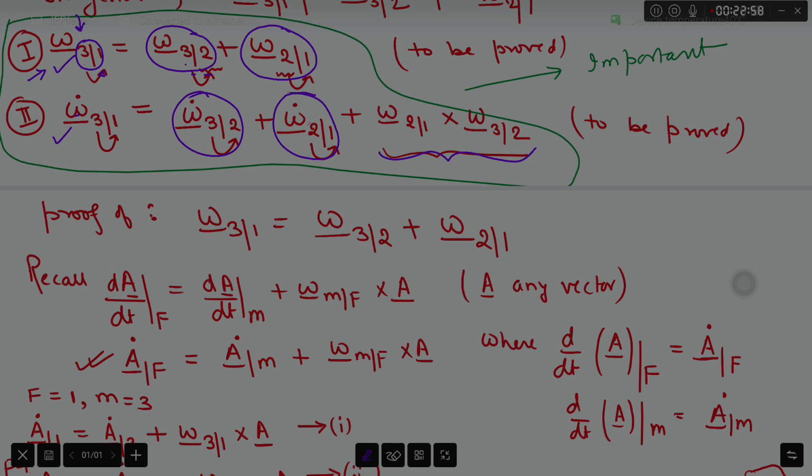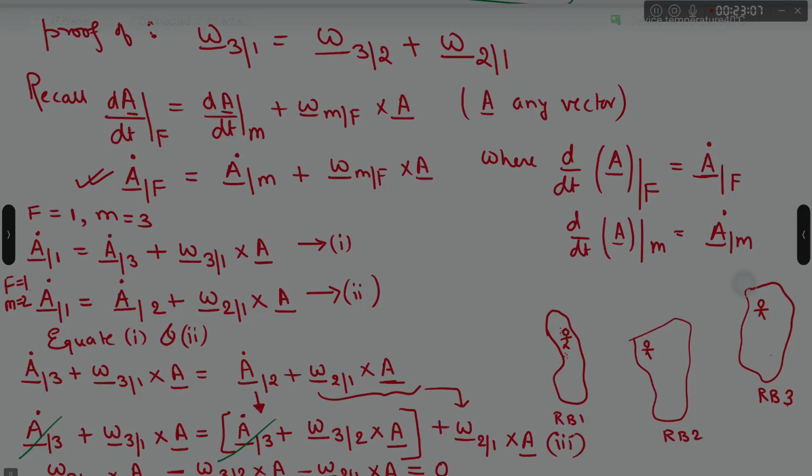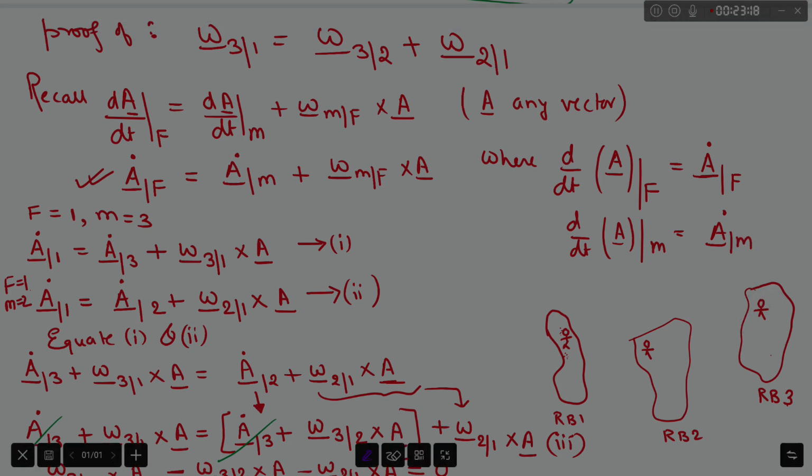Let's start with the proof of the first relationship, which relates the angular velocity of 3 with respect to 1. It calculates that quantity in two steps, omega of 3 with respect to 2 and then 2 with respect to 1. Let's prove this. To prove it, again we recall this relationship. The rate of change of a vector observed from f and then the same vector being observed with respect to m, the way they are related, it's here.